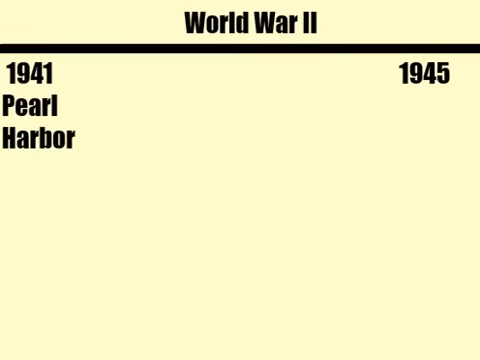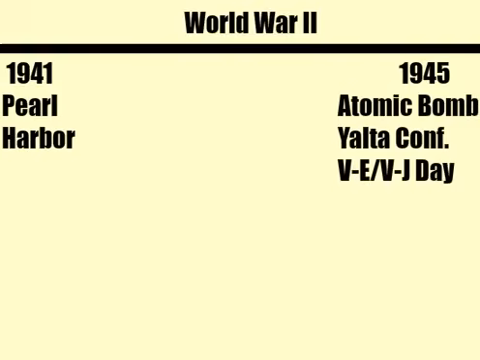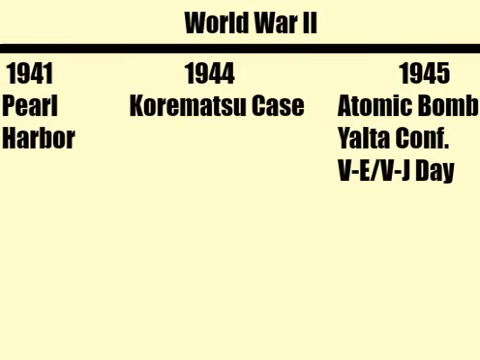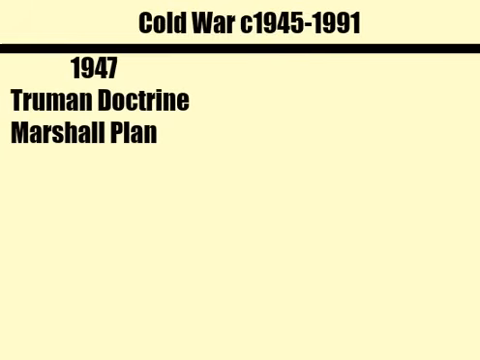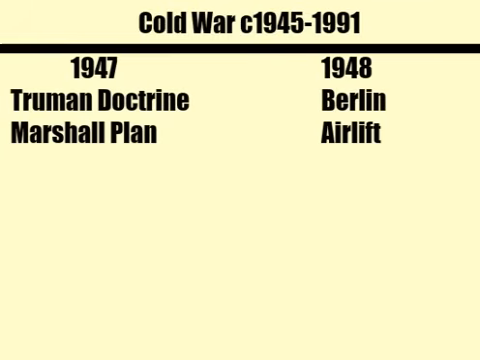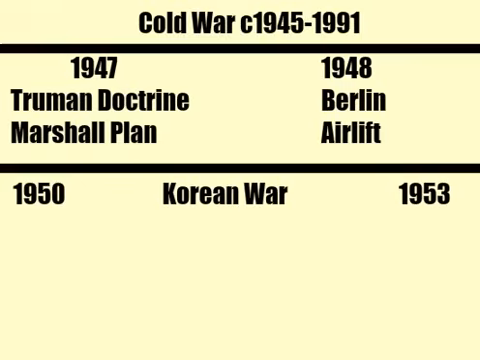In 1945 is the end of the war and the dropping of the atomic bomb. Before that, in 1944, was the important court case of Korematsu versus the United States that involved Japanese internment. From 1945 to 1991, it's the Cold War. 1947 is the Truman Doctrine as well as the Marshall Plan. 1948 is the Berlin Airlift. From 1950 to 1953, it's the Korean War.